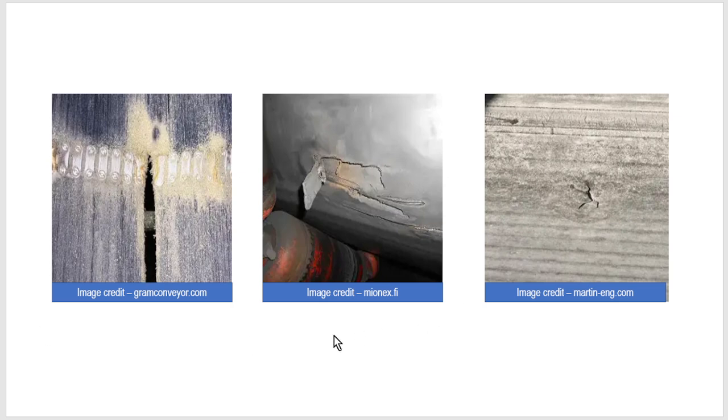So these are some of the images that I have collected here. This is a through cut type of damage. What we can see here is a peel off type of damage, and here this is the type of impact damage.